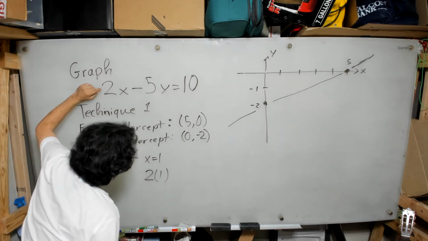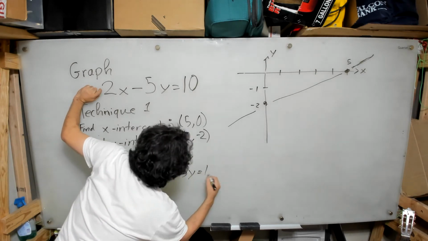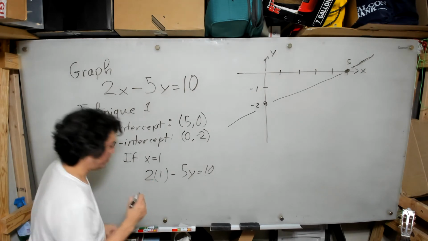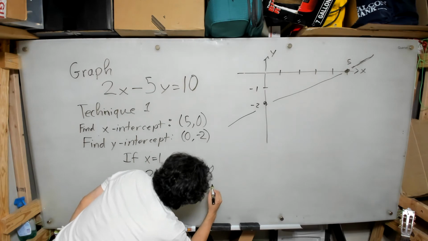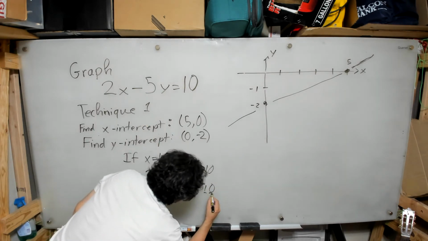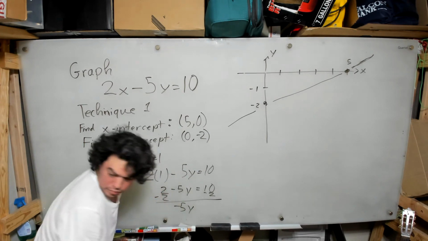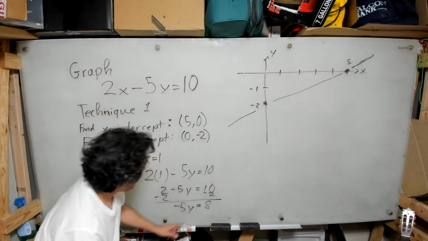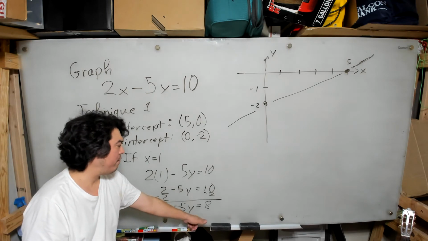I plug in 1. 2 times 1 minus 5 times y equals 10. What's 2 times 1? It's 2. So 2 minus 5y equals 10. I subtract 2 from both sides, and I get -5y equals 8. When I divide, y is going to be -8/5.